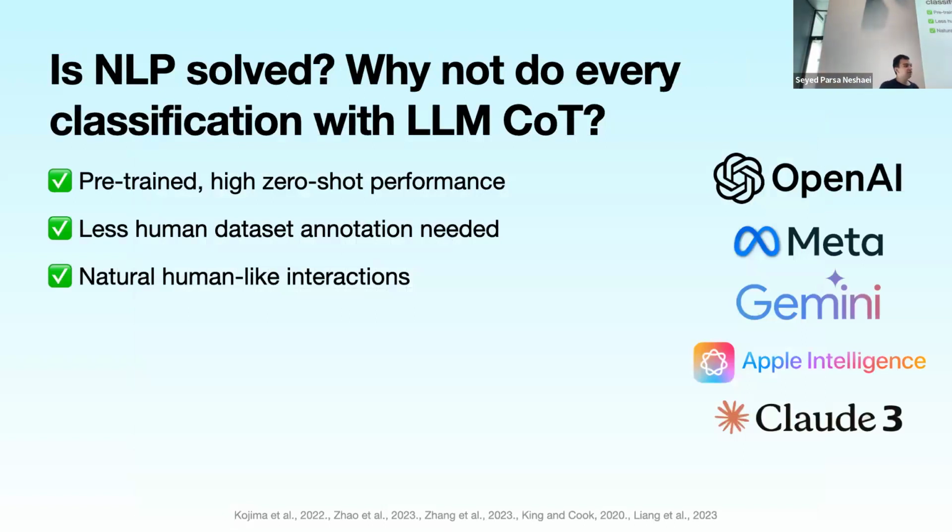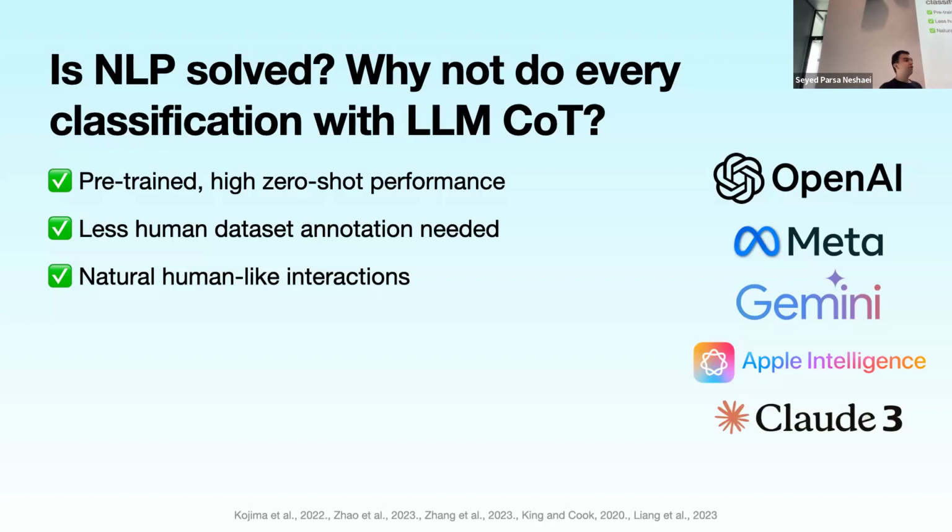You can see these models are very powerful. Why do we not do every classification with GPT? We just ask it, for example, is this sentence happy or sad? Because they are pre-trained, they have a high zero-shot performance. They do not need human dataset annotation. That's a very important part. For GPT, if you want to do classification, you do not need to annotate and then train a BERT. You can just ask the model.